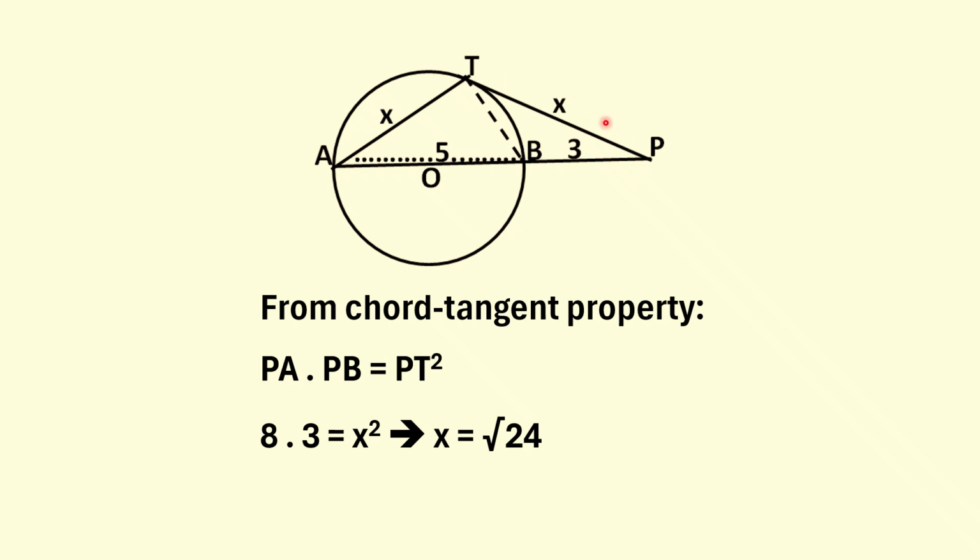PT is x units in length. So PT square means x square. So x square is 24. That means x equal to root 24.